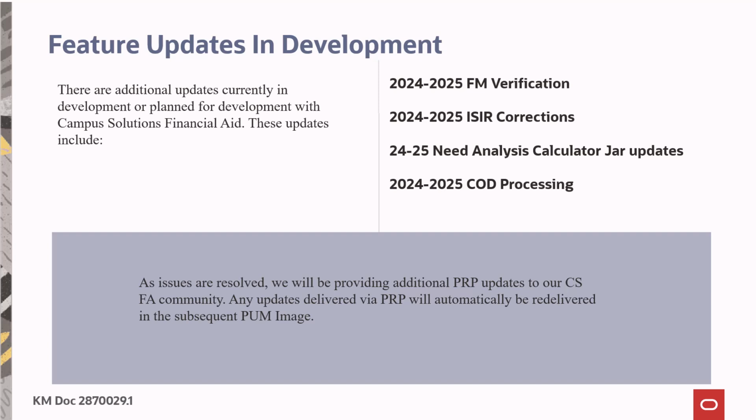Information on changes being delivered for next phases of FAFSA simplification implementation, KM doc ID 2870029.1, Consolidated Appropriations Act CAA updates, PRP January 2024, doc ID 2997208.1. As issues are resolved, we will be providing additional PRP updates to our CSFA community. Any updates delivered via PRP will automatically be redelivered in subsequent PUM image.